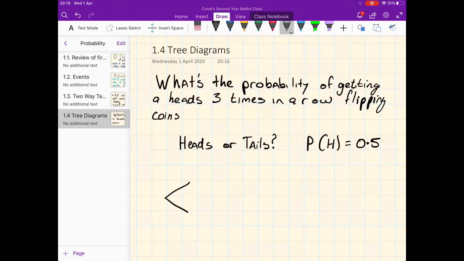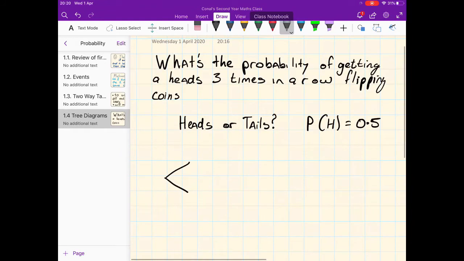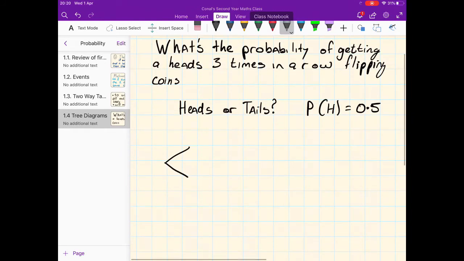In this video, we're learning how to use tree diagrams to calculate probability. So imagine I pose the question of what's the probability of getting a heads 3 times in a row flipping coins. We can't use a two-way table to calculate this because there's 3 events that happen. So we have to use a tree diagram.